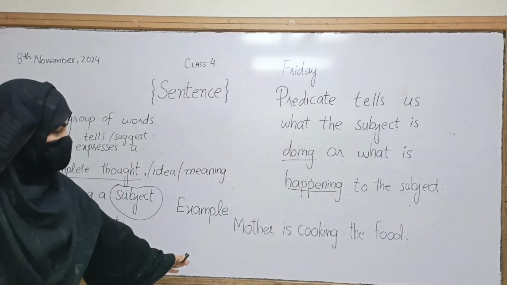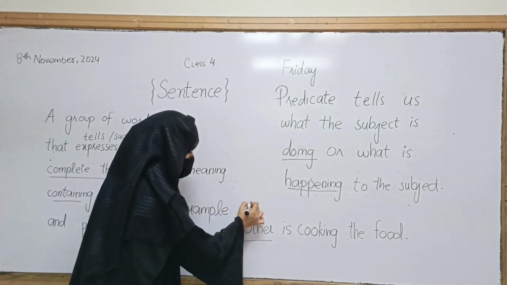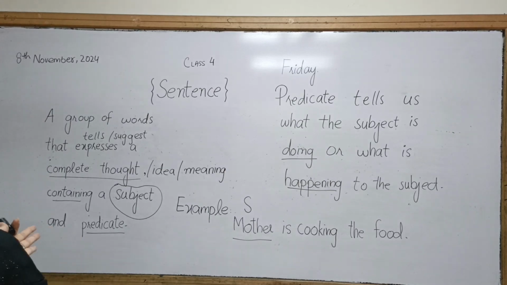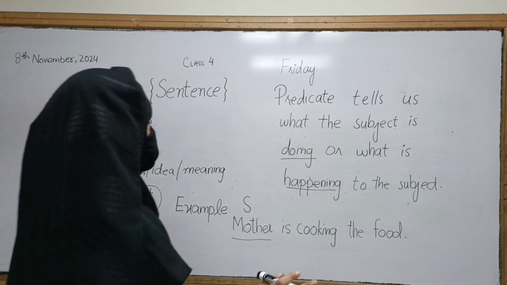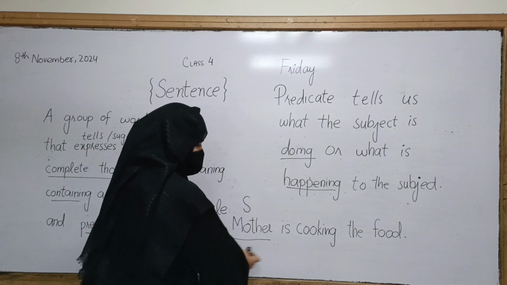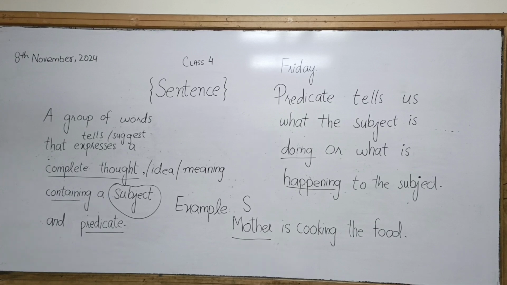Can you see the sentence as an example here? Mother is cooking the food. So mother here is the subject. I am writing the first letters of the words, S for the subject, V for the verb and P for the predicate, just for you to understand it. Mother is the subject. This is the whole sentence. This whole sentence gives you the information that mother is doing something, mother is cooking the food. You're getting it? माँ खाना पका रही है.